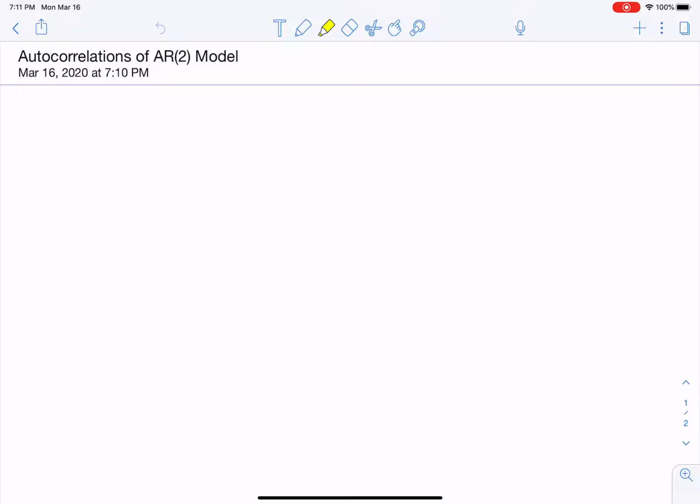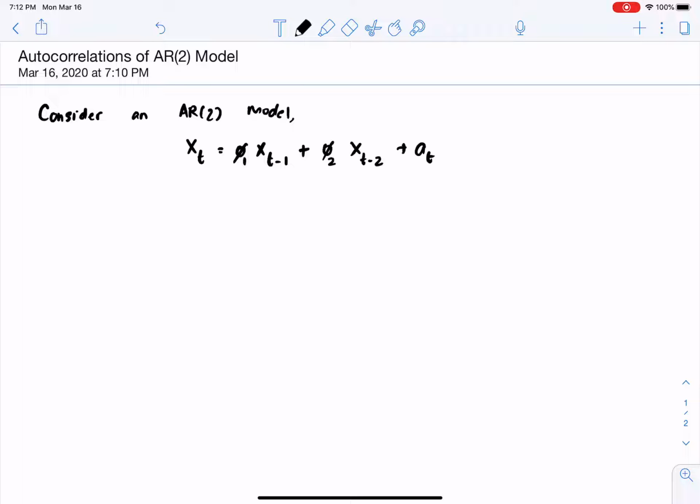So we could actually find theoretical expressions for the autocorrelations of an AR2 model using its coefficients. So what do we mean by that? Consider an AR2 model, and what do we mean by that? It's xt equals phi1 xt minus 1 plus phi2 xt minus 2 plus some noise component at.